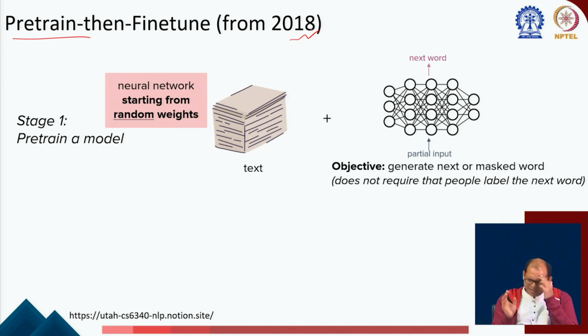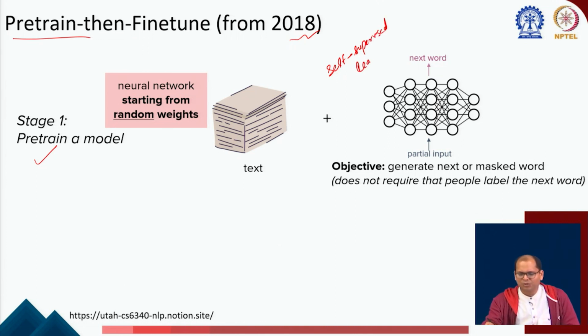We are again having the same setup. We have a neural network and we have random weights, right? But rather than training it for a task, what we are doing differently is dividing this into two stages. In the first stage, we will simply pre-train a model, and for pre-training we will use everything at our disposal. We would need data where we do not need human labels, and that's where the idea of self-supervised learning comes in.